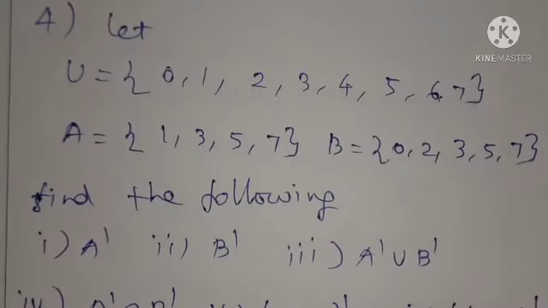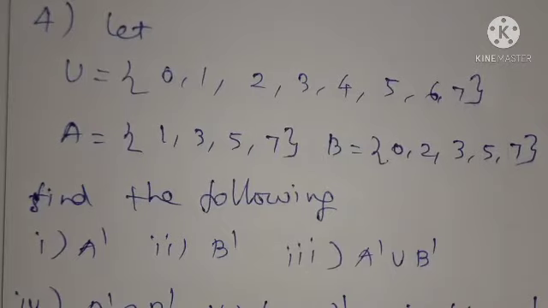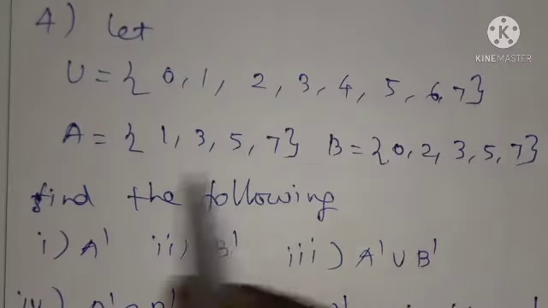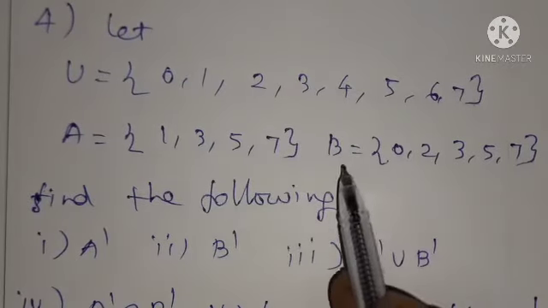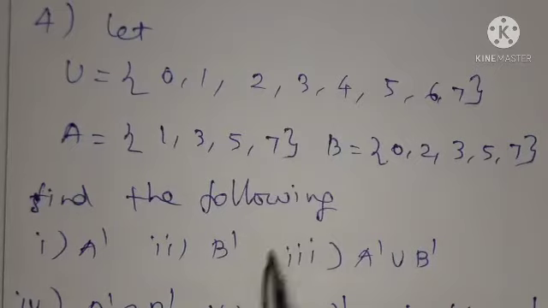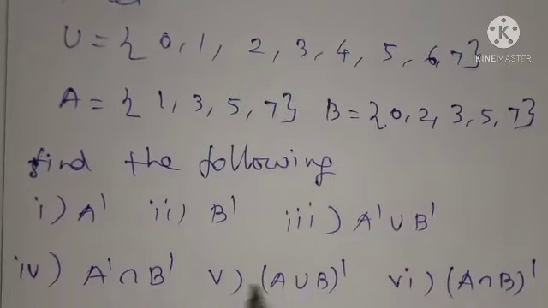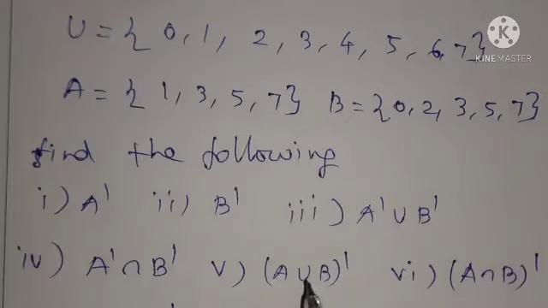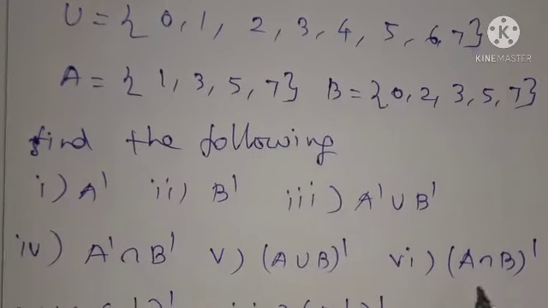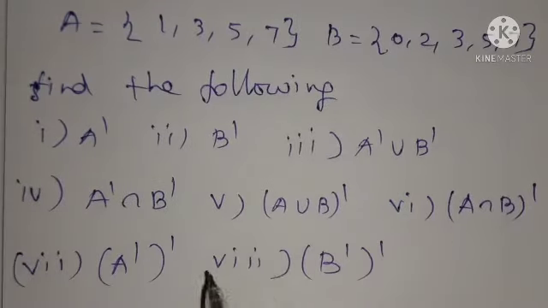Then fourth sum: let the universal set be 0, 1, 2, 3, 4, 5, 6, 7. Set B is given, set A also given. Find the following: A dash, B dash, A dash union B dash, A dash intersection B dash. Fifth one: A union B whole dash, A intersection B whole dash, A dash whole dash, B dash whole dash.